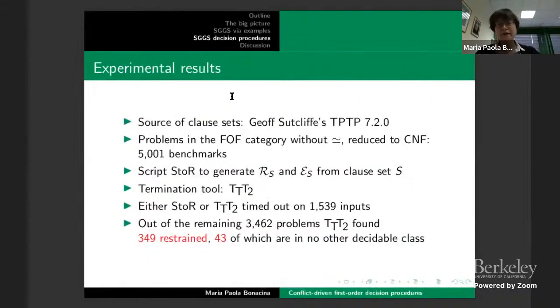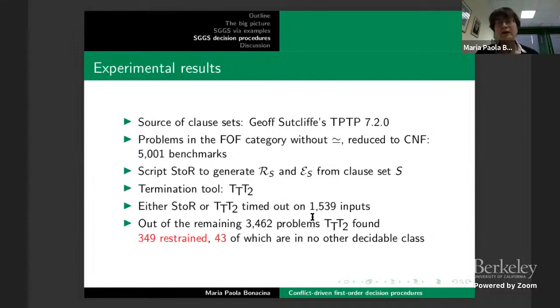So we can run experiments. We take problems from the library TPTP version 7.2.0. We take all the problems in the first order formulae category without equality. We reduce them to clausal form, and we get 5,001 benchmarks. Then we wrote a script to generate the rewrite systems from the set of clauses. And we can apply the termination tool to determine whether the rewrite system terminates.